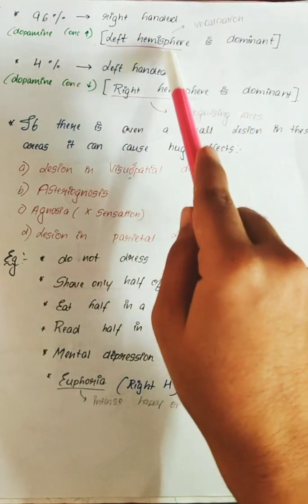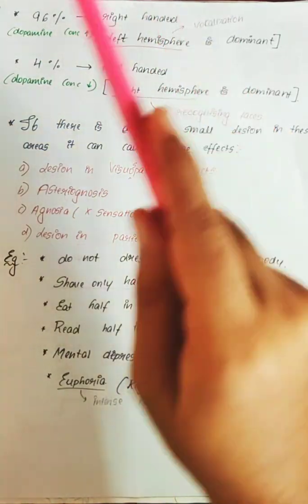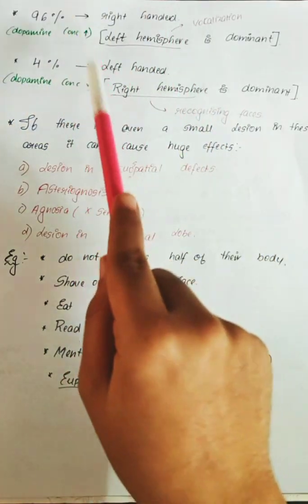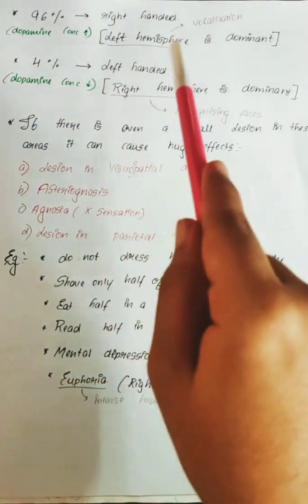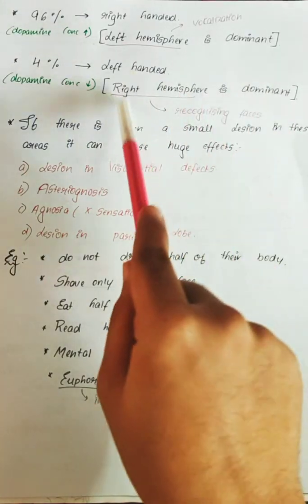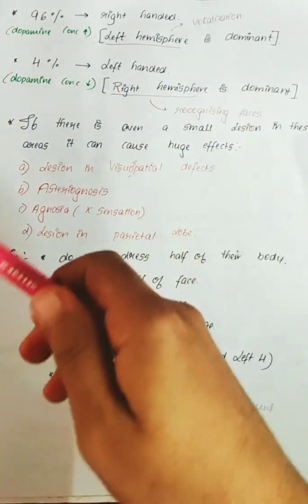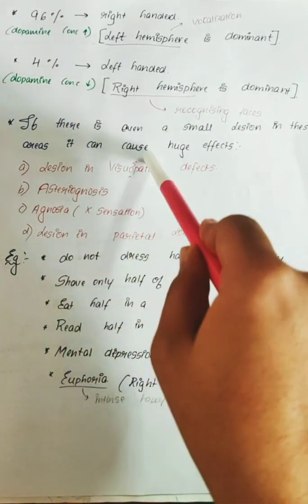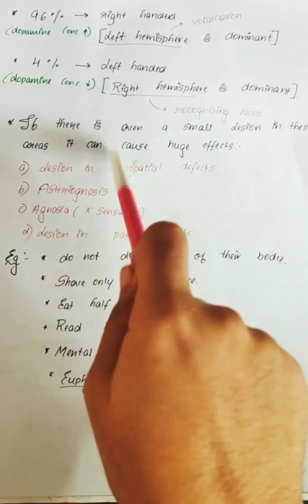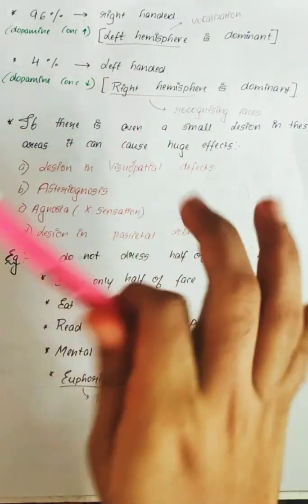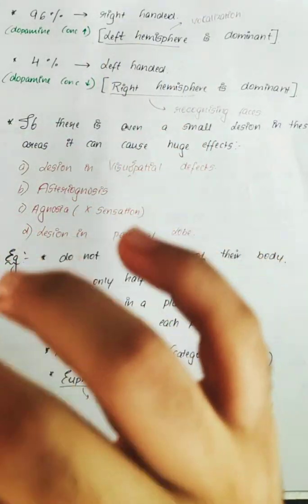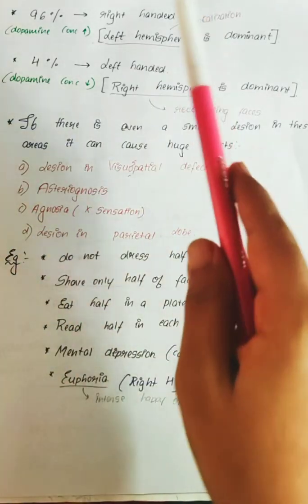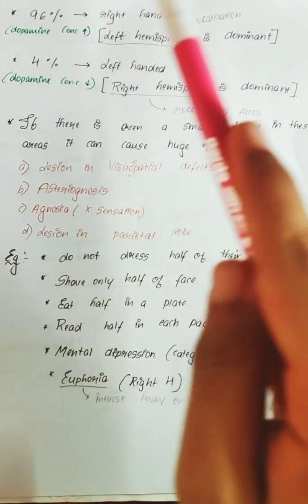Right-handed people are very capable in vocalization. 4% of people are left-handed, because dopamine concentration is much lower compared to right-handed people, and their right hemisphere is dominant, which helps in recognizing faces. They are easily able to identify faces. If there is even a small lesion in these areas, it can cause a huge effect. If there is even minute damage to any part of the brain, spinal cord or hemispheres, it will give a huge effect.